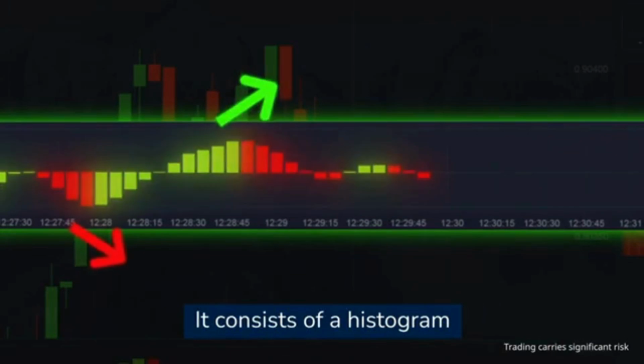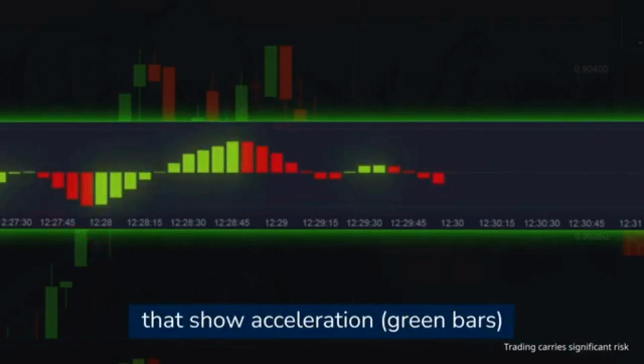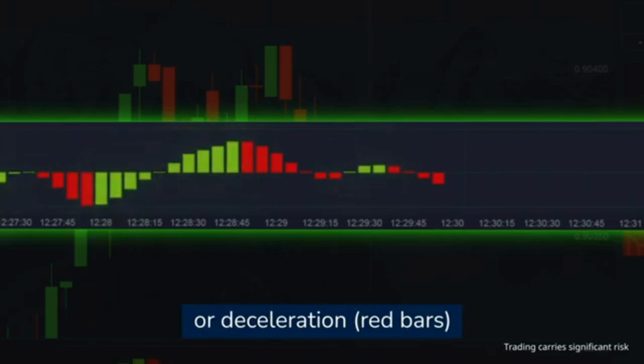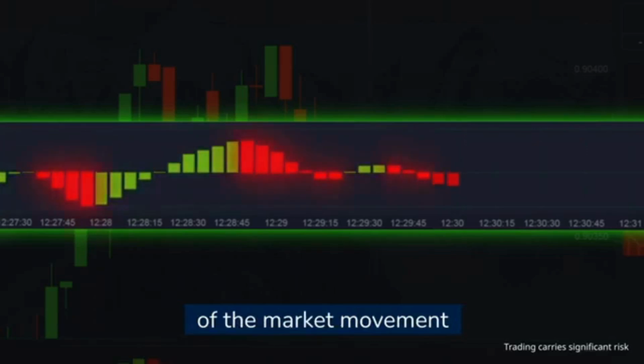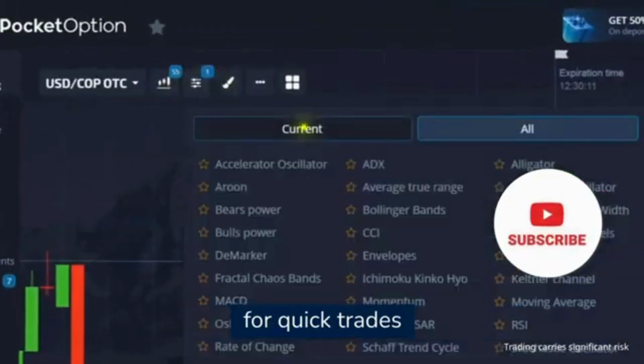It consists of a histogram with red and green bars that show acceleration, green bars, or deceleration, red bars, of the market movement. Setting up the Accelerator Oscillator for quick trades.